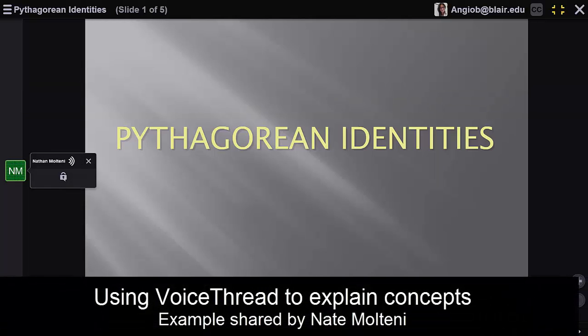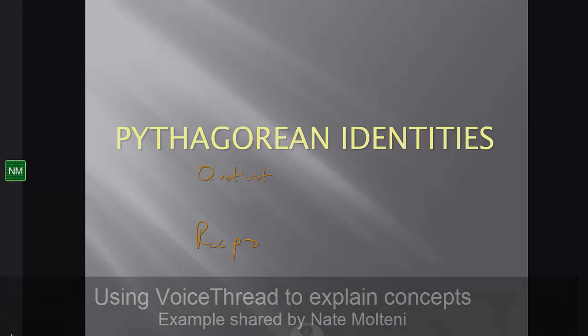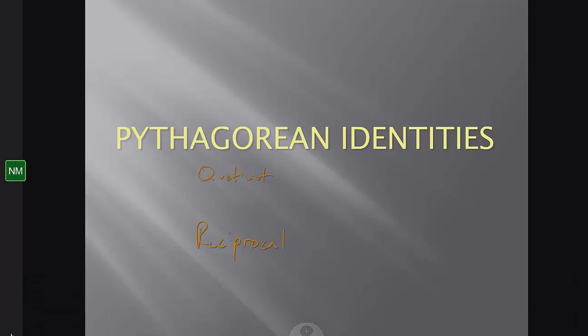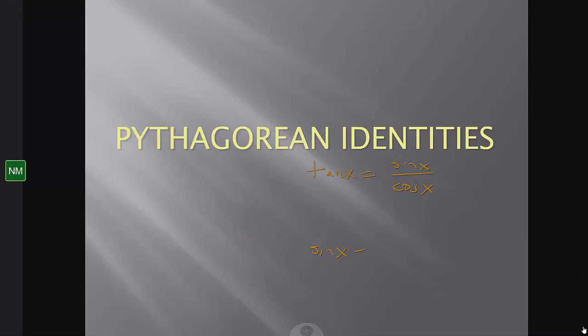We already have two types of identities besides Pythagorean identities. We have quotient identities, and we have reciprocal identities. Quotient identities are things like tan x equals sine x over cosine x. And reciprocal identities are things like sine x equals 1 over cosecant x. So we are looking for a different type of identity, a third type that will allow us to do more types of problems.